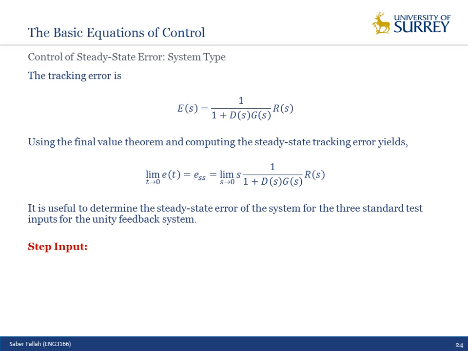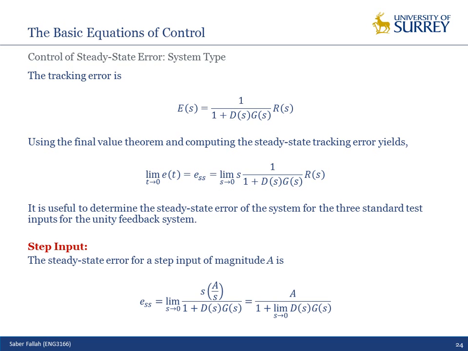Okay, for the step input, I just put R(s) equal to A over s. This s will be cancelled out with this s. When s goes to 0, or t goes to infinity, A is constant, 1 is constant. What will be left is the limit of D(s)G(s) when s goes to 0.